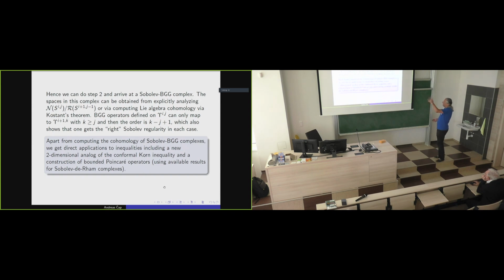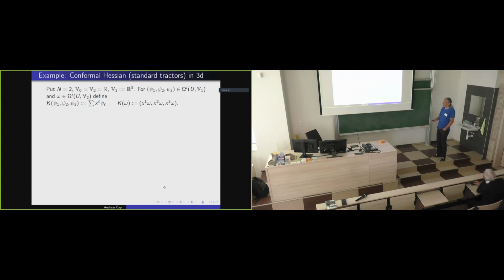Yeah, and then there are some nice applications. So again, these are known techniques that you get if you have such closed range results and stuff like that. You also get closed range results for the BGG operators. These can be applied to derive inequalities. Among them, a new two-dimensional analog of the conformal Korn inequality, which was not known before, it seems, in the applied math community. And we can construct bounded Poincaré operators using the known results for Sobolev-de Rham complexes.